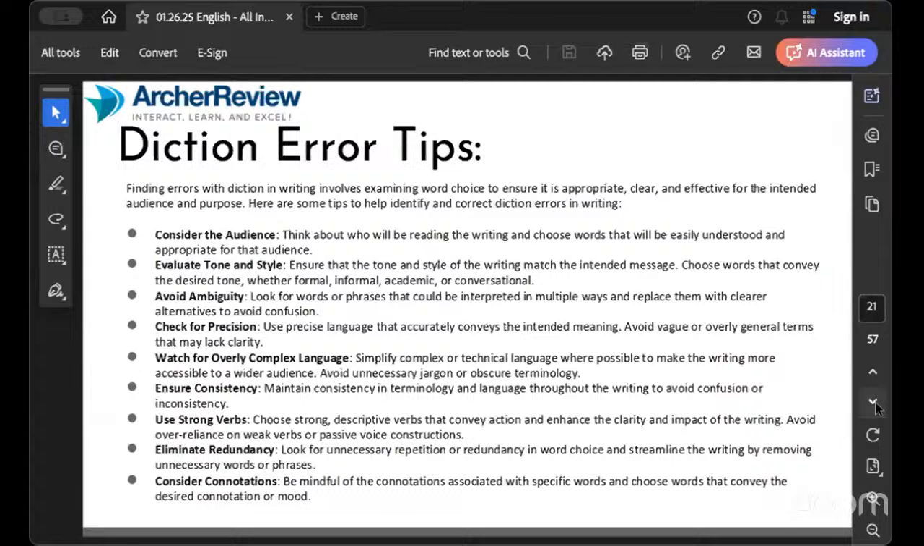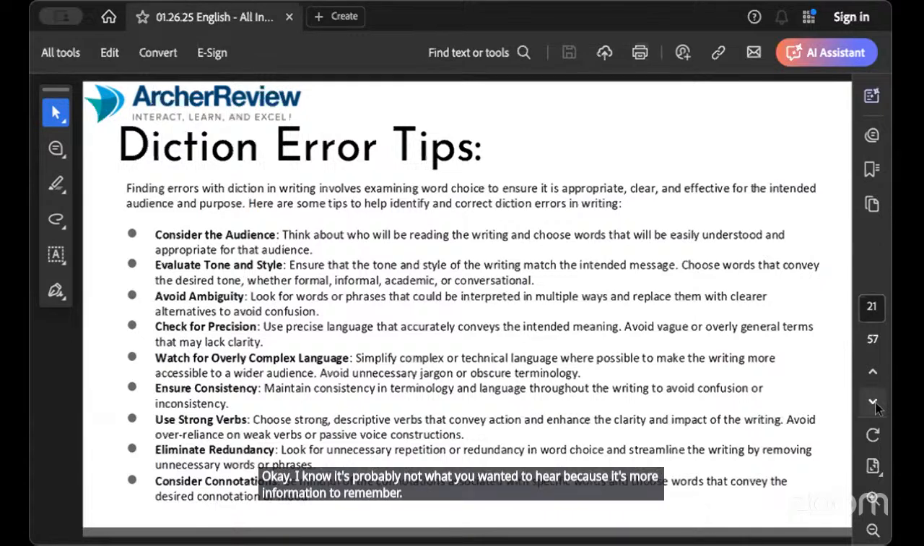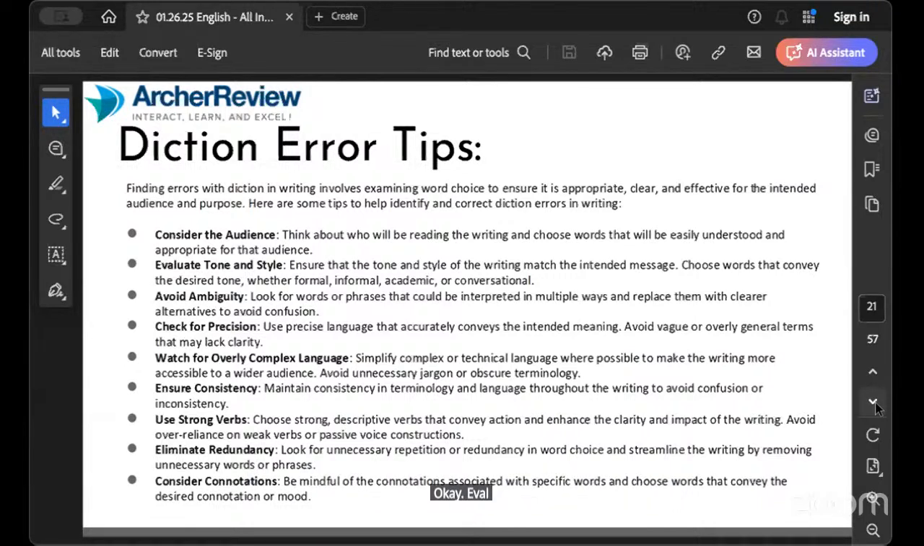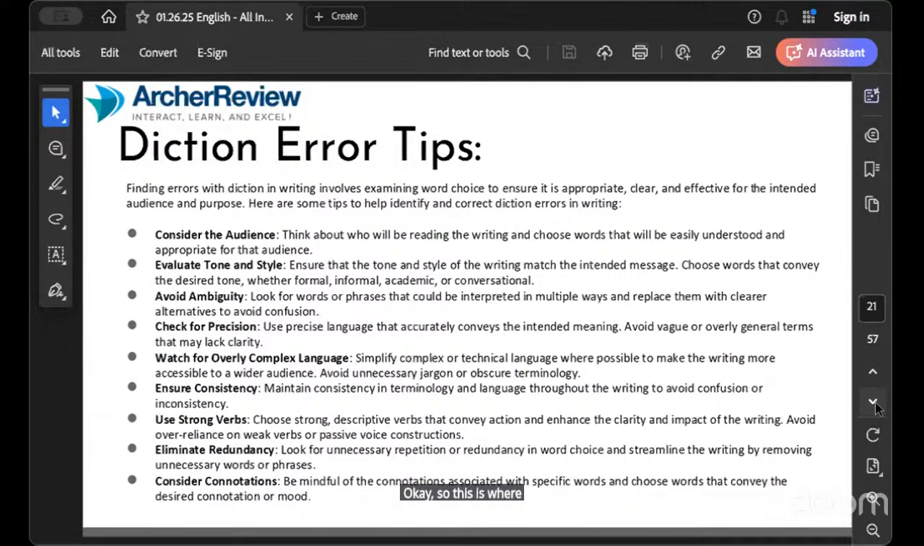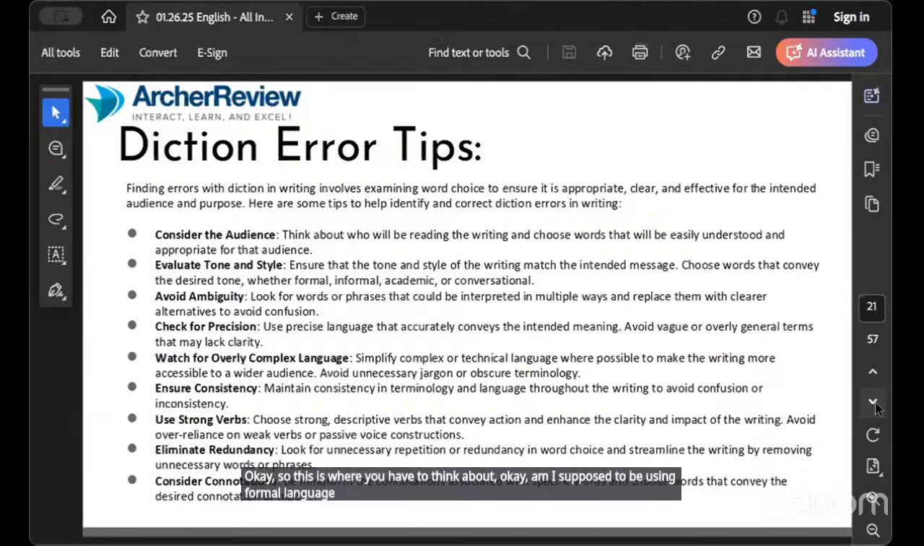Now, with diction errors, there are several different ways that they can occur. I know it's probably not what you wanted to hear because it's more information to remember, but there's no set rhyme or reason like it's always going to be this. There's a couple of different ways, though. Consider your audience. Think about who will be reading this. Evaluate the tone and the style. Make sure that the tone and the style match what the sentence is trying to say. Am I supposed to be using formal language, informal language, academic, conversational, like we talked about?